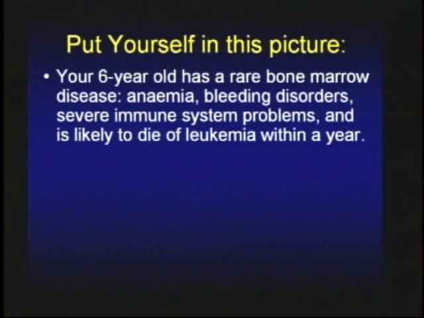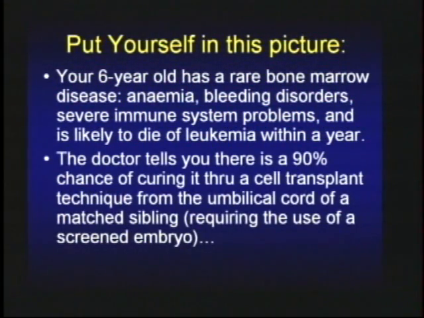Put yourself in this: you have a 6-year-old daughter or son who has a rare bone marrow disease, anemia, bleeding disorders, severe immune problems, and is likely to die of leukemia within the year. Can you picture that? Try to put yourself in those shoes. Your doctor tells you that there's a 90% chance of curing your child through a cell transplant technique from an umbilical cord of a matched sibling, which requires, of course, the use of a screened embryo. What would you do? Would you take advantage of that? Of course you would. This is an actual case.